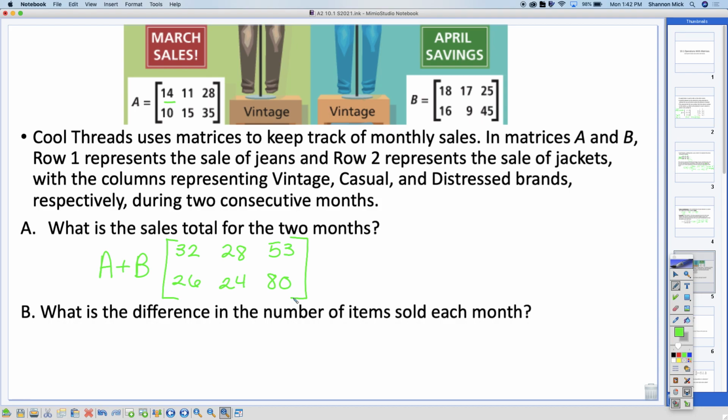So did you get 32, 28, 53, 26, 24, 80? Yes. You added element to element. You just did matrix addition without me having to tell you how to do it. Does this work if I don't have the same size matrices?